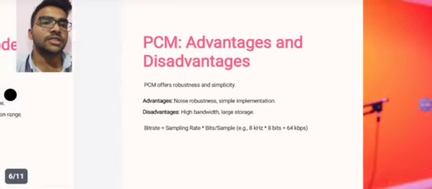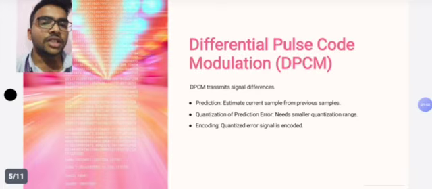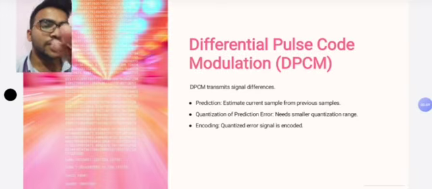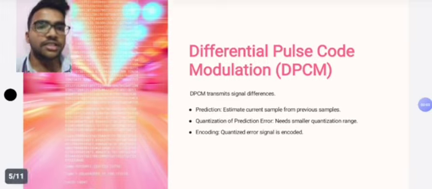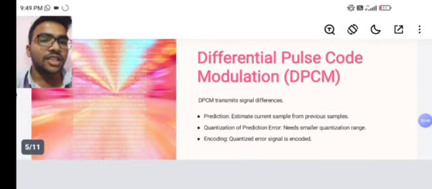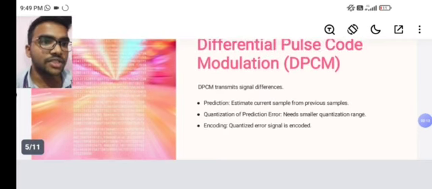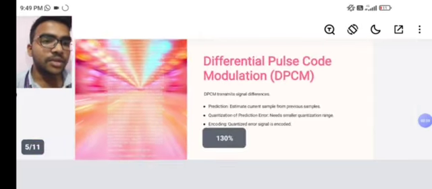The main thing now is differential pulse code modulation. The main difference between PCM and DPCM is that in PCM the quantizer receives direct samples from the sampler, whereas in differential pulse code modulation it receives the difference between two successive samples.